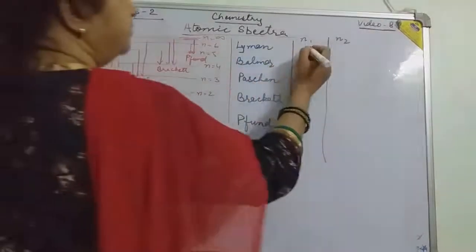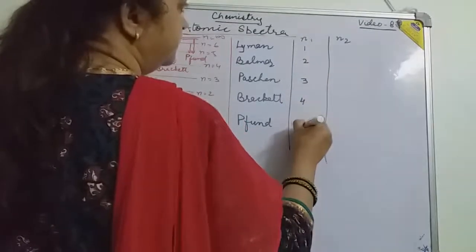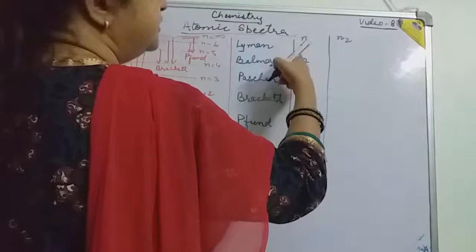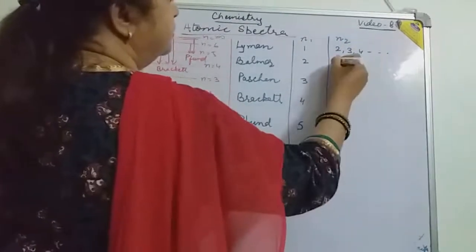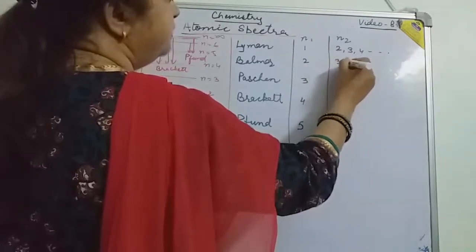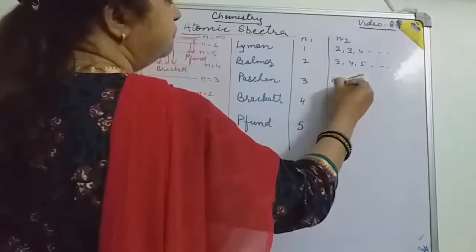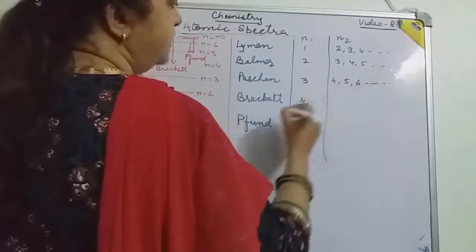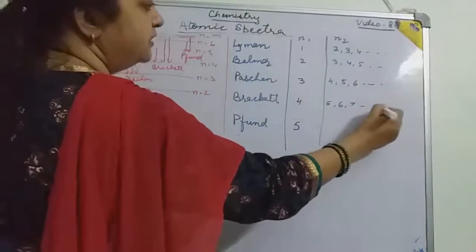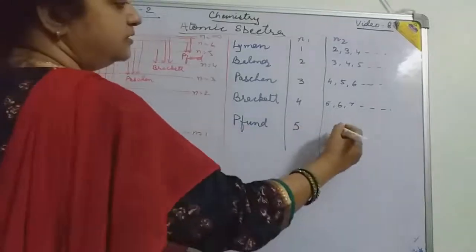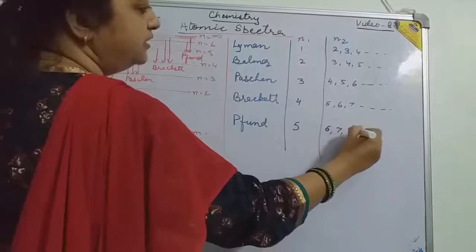For Lyman, Balmer, Paschen, Brackett, Pfund, N1 is 1, 2, 3, 4, 5. And for the Lyman series, N2 starts from 2, then 3, 4, and so on. For Balmer, it is 3, 4, 5. For Paschen, it is 4, 5, 6. For Brackett, it is 5, 6, 7, etc. For Pfund, it is 6, 7, 8, etc.